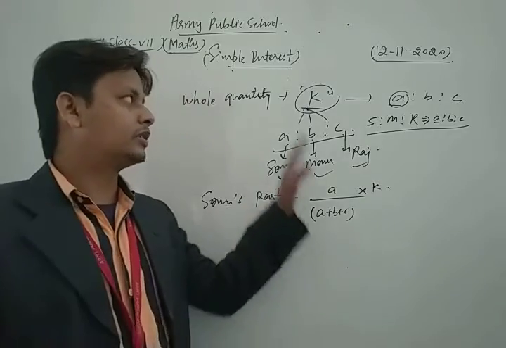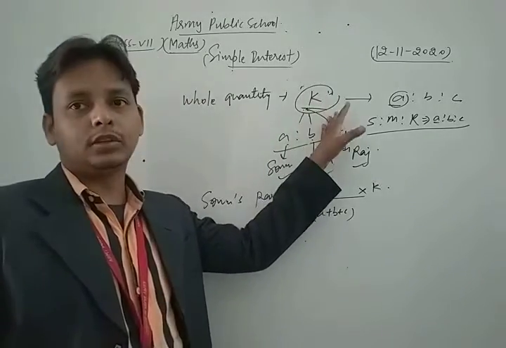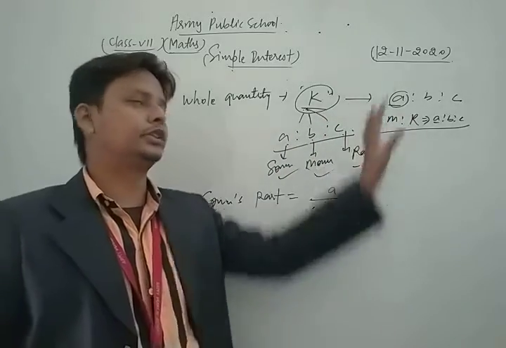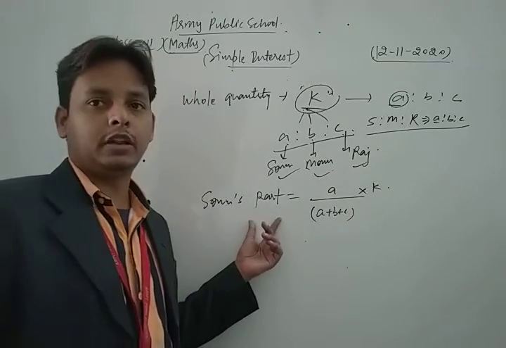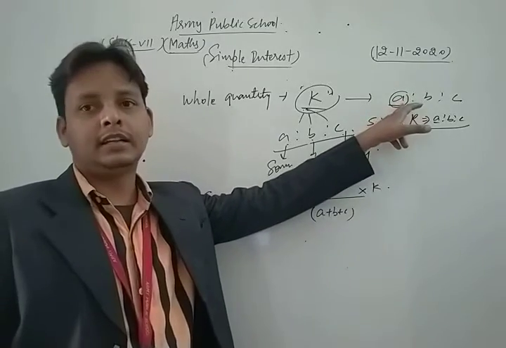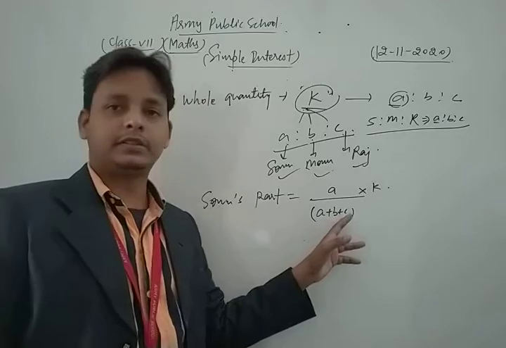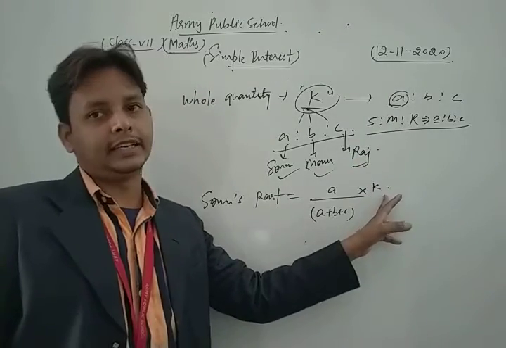Means, dear students, suppose the whole quantity be K and that quantity is to be divided amongst Sonu, Monu and Raj in the ratio A : B : C. In that condition, Sonu's part will be what? Sonu's part will be A upon the sum of ratios, means A plus B plus C, into the whole quantity K.